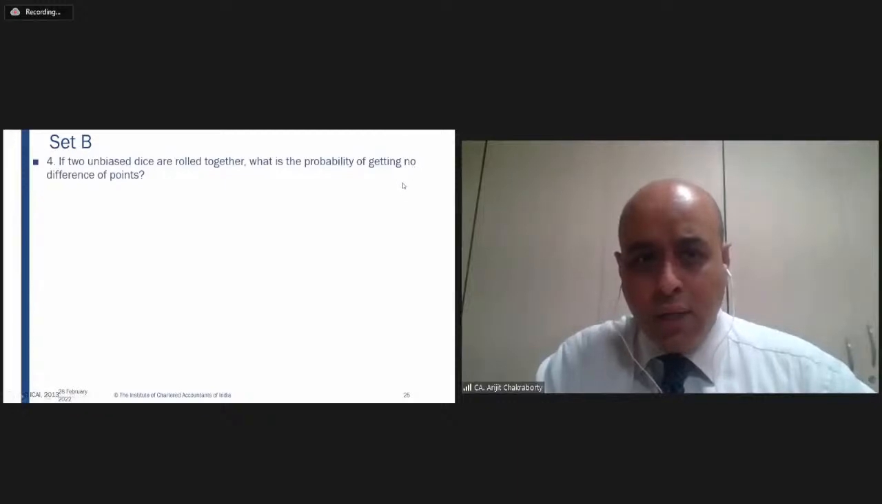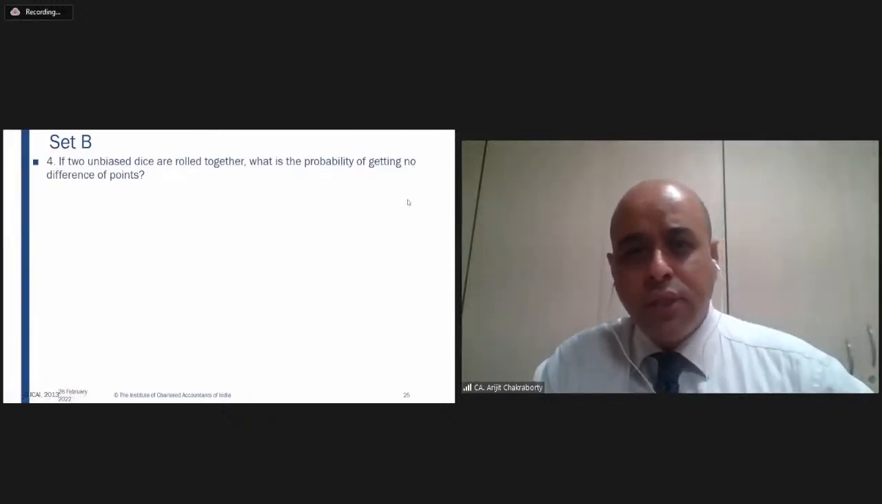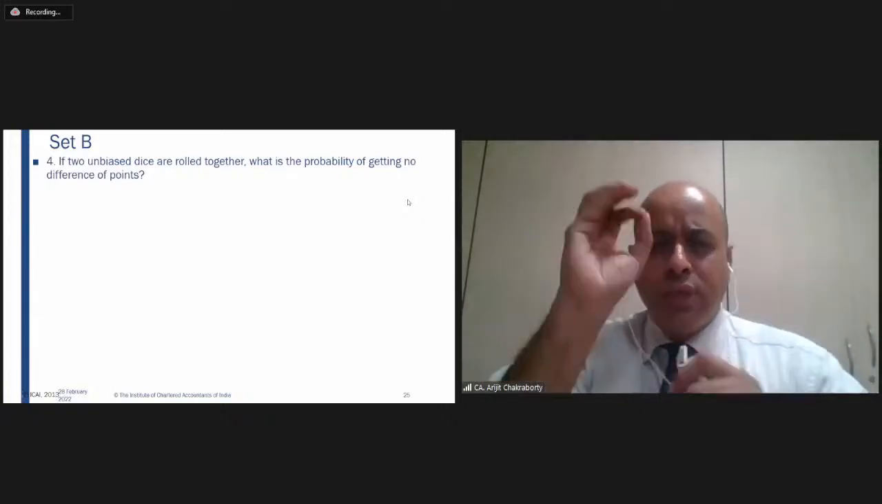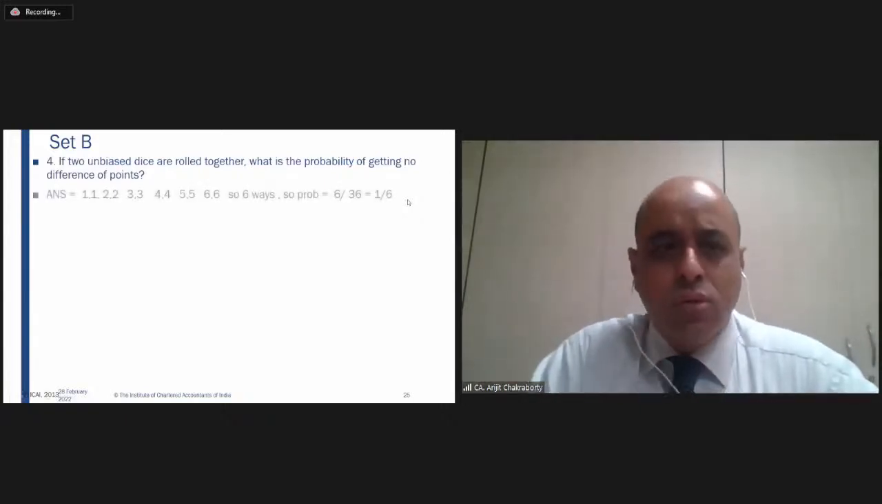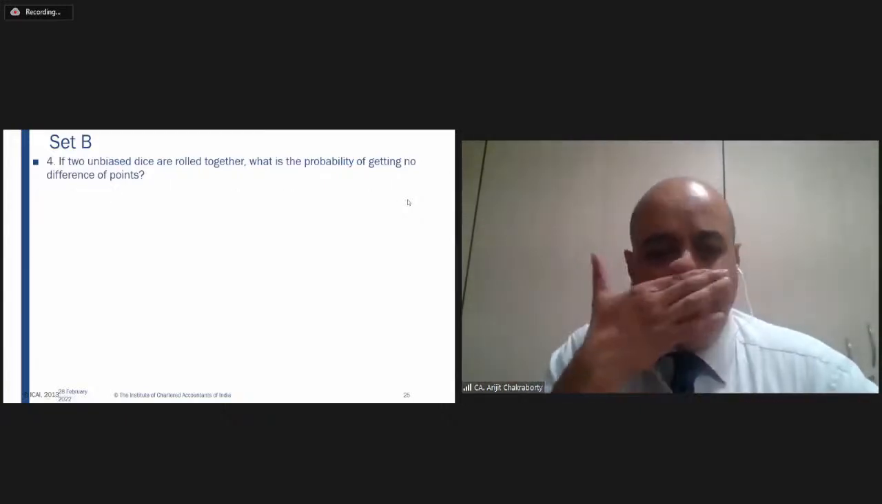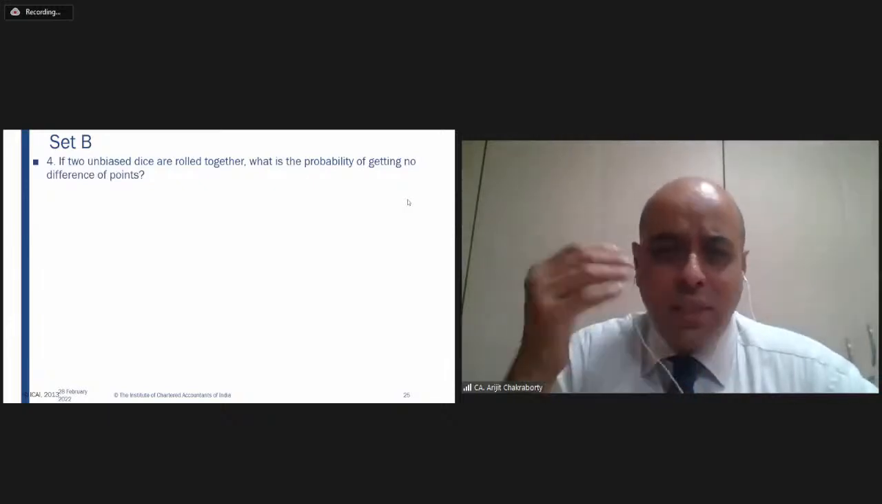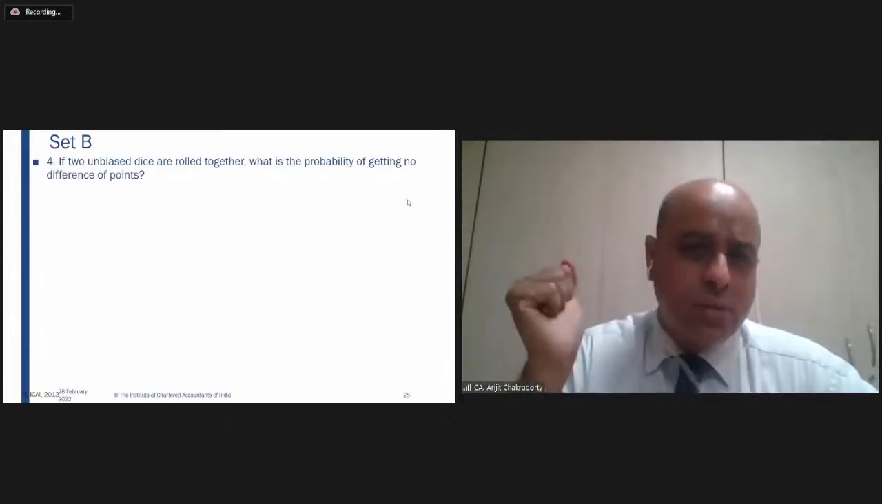If two unbiased dice are rolled together, what is the probability of getting no difference of points? Lovely question from the Board of Studies. No difference of points. So you are throwing two unbiased dice. What is the probability of getting no difference of points?